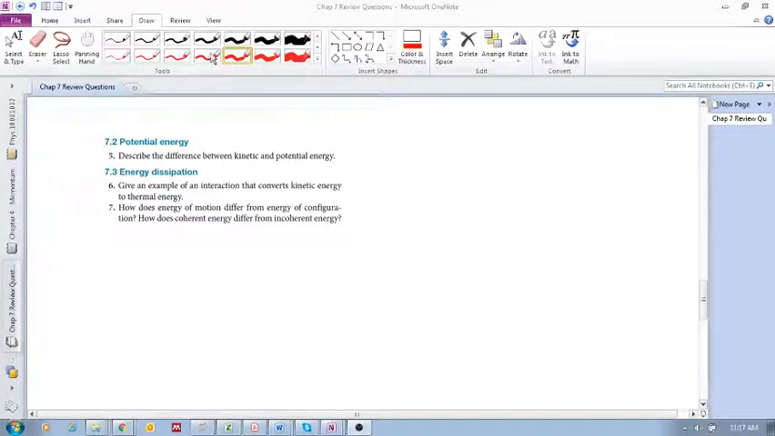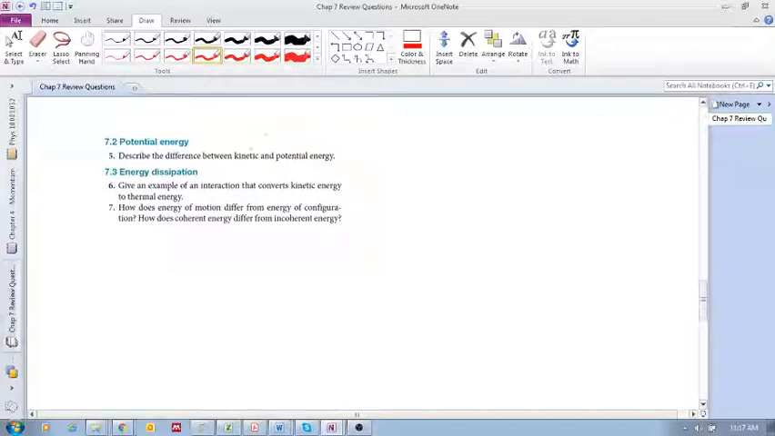Okay, guys, let's see if we can go through review questions 7.5, 6, and 7. Let's start with 5. Describe the difference between kinetic and potential energy, right? So see if you can try to write down an answer, go through the textbook, see if you understand this.